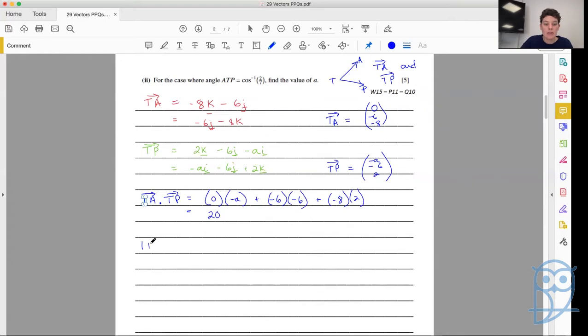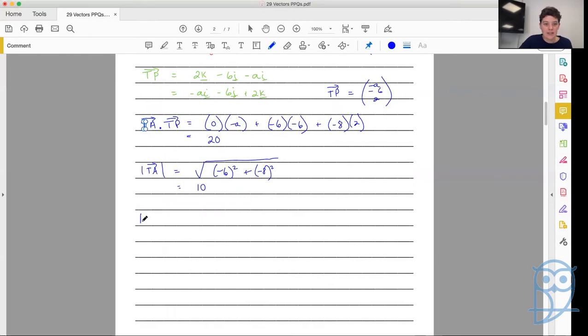Magnitudes. So the magnitude of TA is going to equal square root 0 squared is 0, minus 6 squared plus minus 8 squared. And the square root of all of this jazz is, quite wonderfully, 10. Then we have TP. TP is the square root of minus a squared plus minus 6 squared plus 2 squared. So now we have the square root of a squared plus 40. Because remember, minus a times minus a is plus a squared.